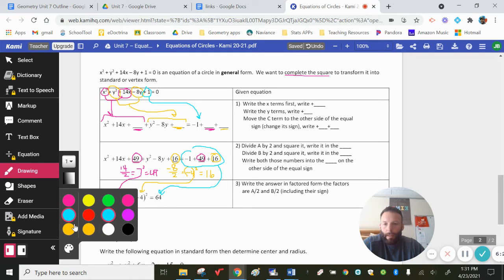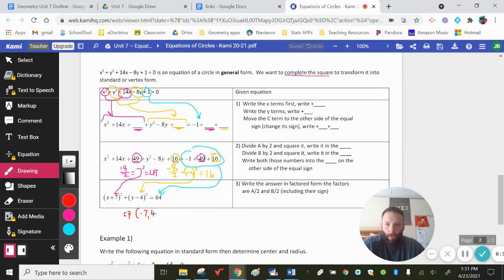So now I can say, well, I know the center point of this circle is the point -7 comma +4. You see how I changed the value of those signs. This was a +7, so it's a minus, and a -4, so it's a positive. And the radius, r, is equal to the square root of the number 64. So that is equal to 8. So by rewriting this equation, I was able to determine what the center is and what the radius length is.